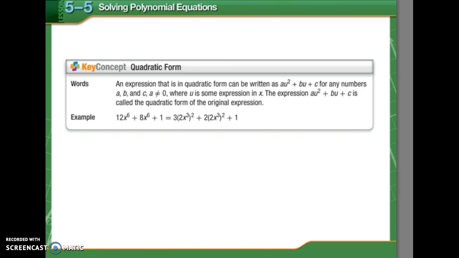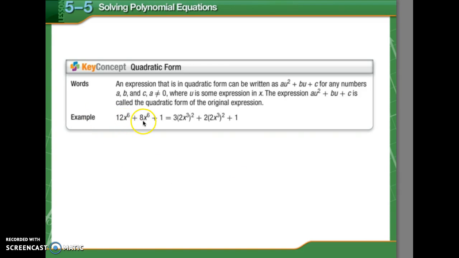One more key concept is about quadratic form. It says an expression that is in quadratic form can be written as au squared plus bu plus c for any numbers a, b, and c, where u is some expression in x. So basically the concept here, here's an example.